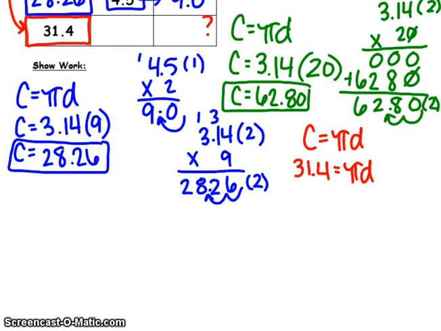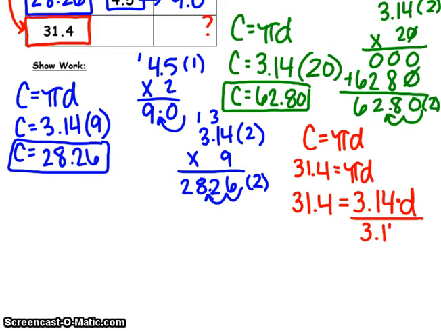So let's go ahead and continue to fill in our formula. 31.4 is equal to, well, pi is equal to 3.14, and then times our diameter. So this is now a one-step equation. And so I know right now 3.14 is being multiplied by my diameter. So the opposite of multiplication will be to divide. So 3.14 divided by 3.14. And I've got to do the same thing on both sides. I know that these cancel each other out, and I have to bring down the d. So d is equal to, or my diameter is equal to, 31.4 divided by 3.14.